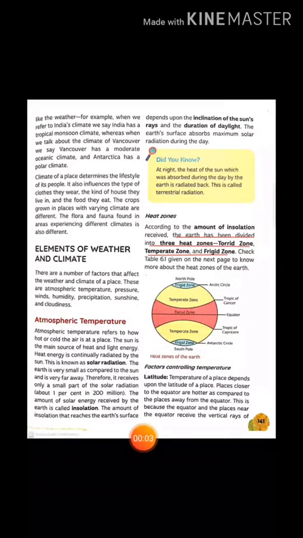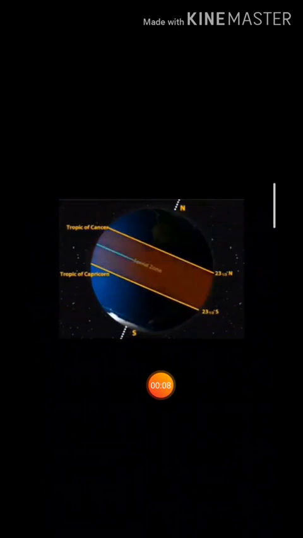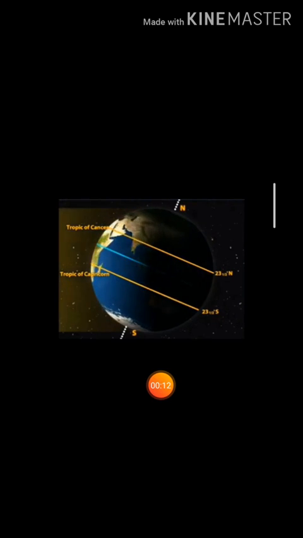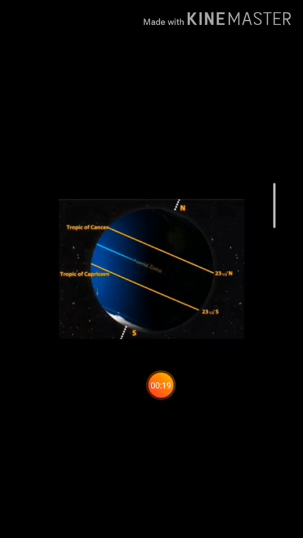Now students, we will study about the heat zones of the earth. On the basis of the amount of insolation received, the earth has been divided into 3 heat zones. Now let's discuss about these heat zones in detail. They are torrid zone, temperate zone and frigid zone. Torrid zone. The zone that lies between the Tropic of Cancer, 23.5 degree north, and the Tropic of Capricorn, 23.5 degree south, is known as torrid zone.